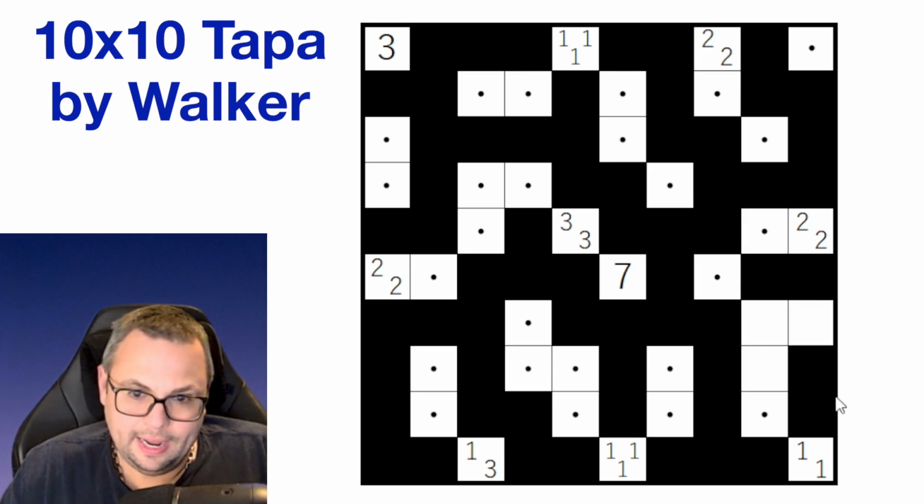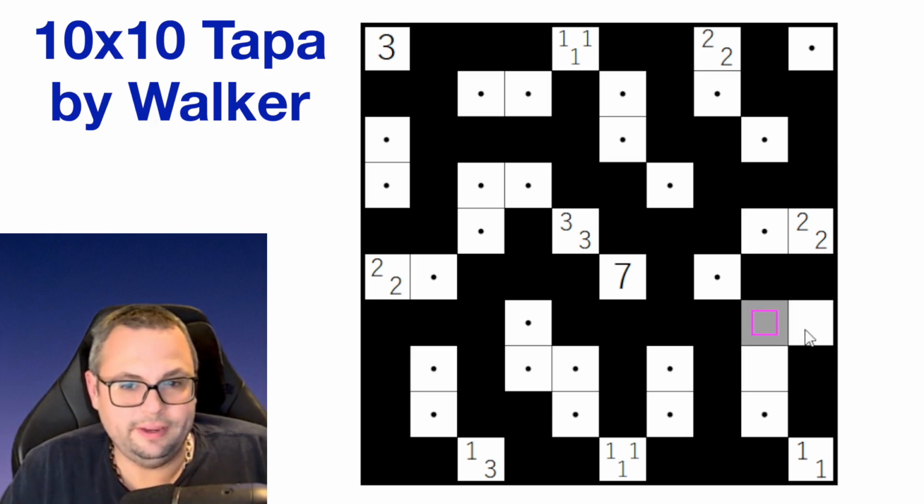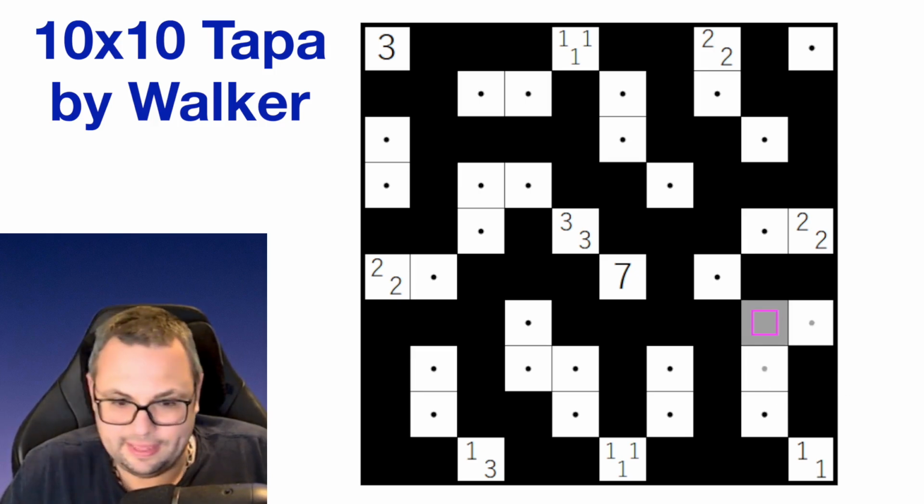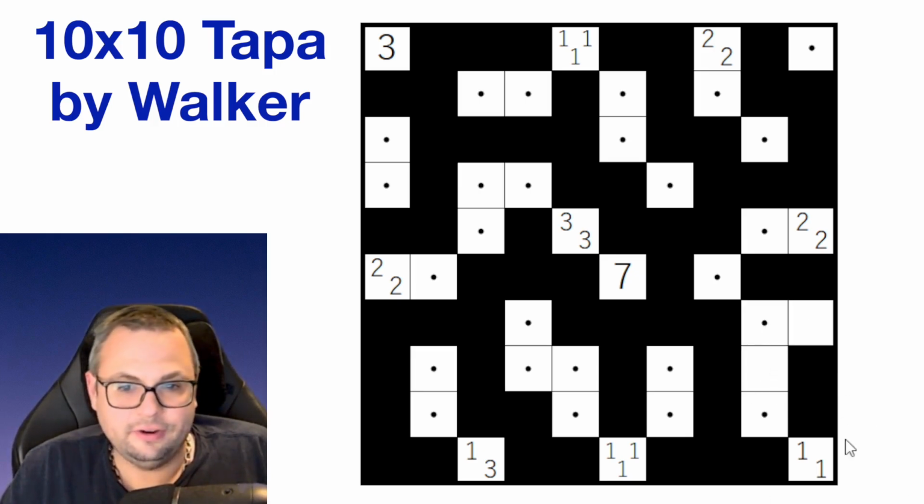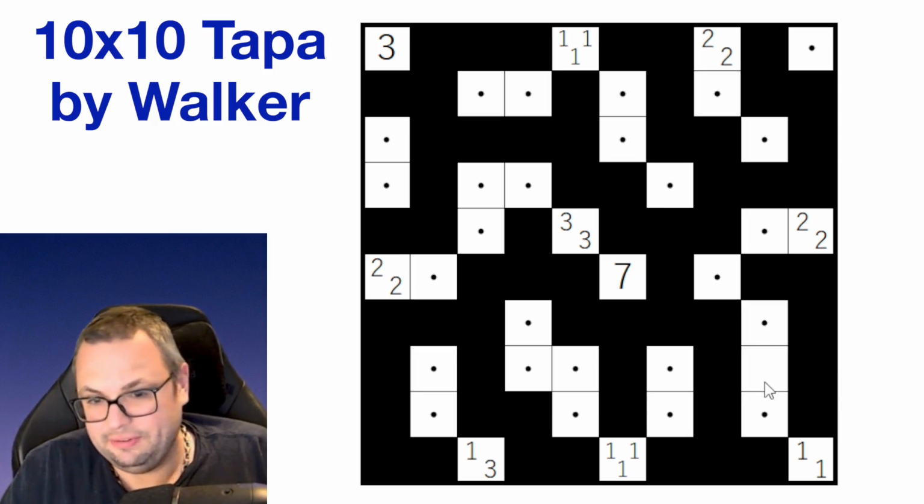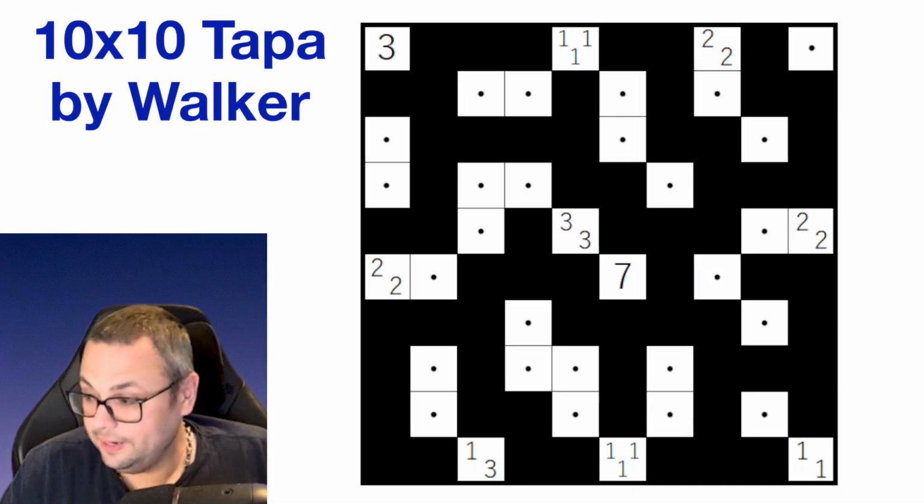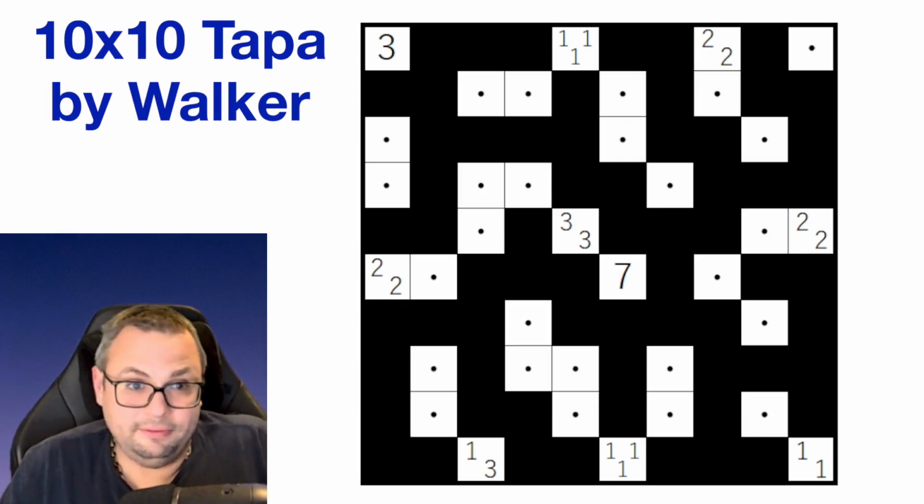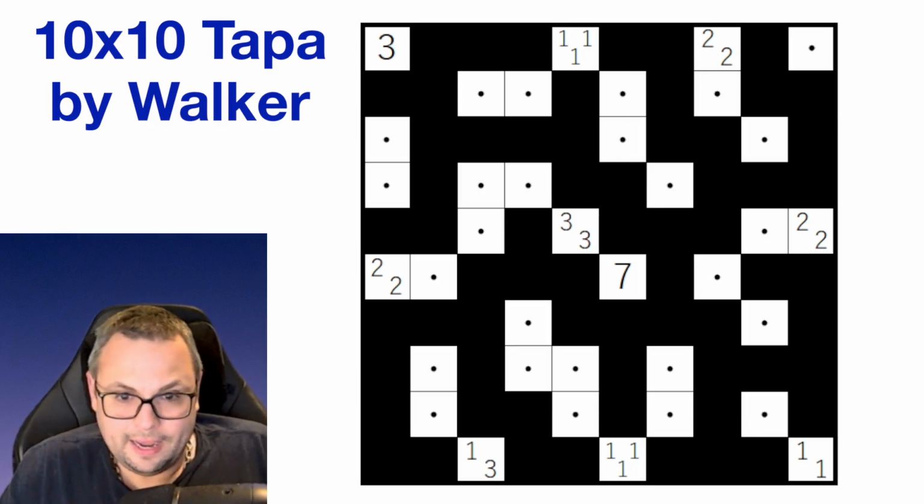Now, I see I can't shade this cell because if I do, I unshade both of these and my things don't connect. So if I don't shade that cell, then I now have to shade that cell and shade that cell. And we're done. Very lovely little Tapa there.